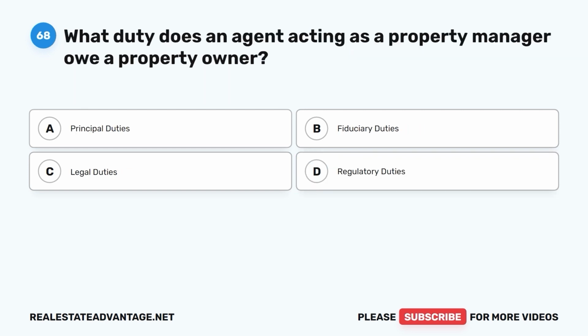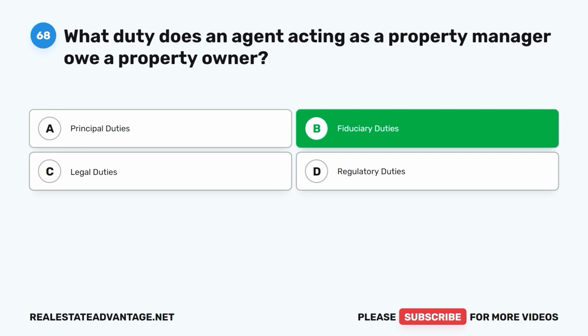Question 68. What duty does an agent acting as a property manager owe a property owner? A. Principal duties. B. Fiduciary duties. C. Legal duties. D. Regulatory duties. The correct answer is B. Fiduciary duties.